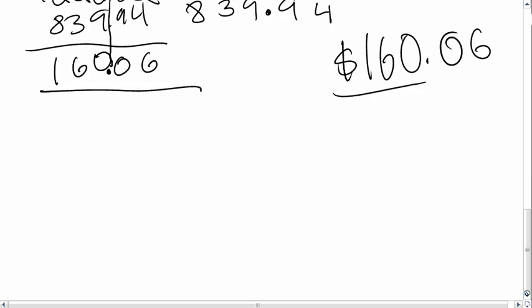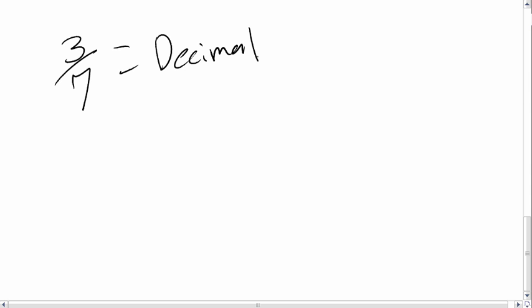And now we have one more question. One more. We are trying to get 3/7 into a decimal. So in order to do that, you have to do 3 divided by 7. So you'd write 7, 3.